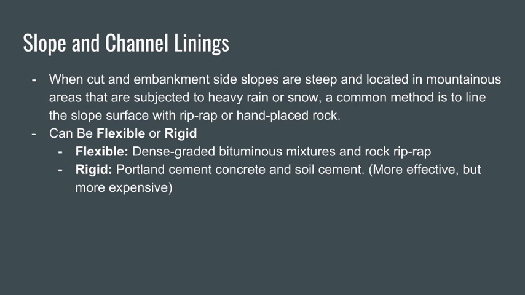The next thing we're going to look at is slope and channel linings. When the cut and the embankment side slopes are steep and located in mountainous areas that are subjected to heavy rain or snow, a common method is to line the slope's surface with riprap or hand-placed rock. They can be either flexible or rigid. Flexible is defined as dense graded bituminous mixtures and rock riprap. Rigid is defined as Portland cement concrete and soil cement, more effective but more expensive.